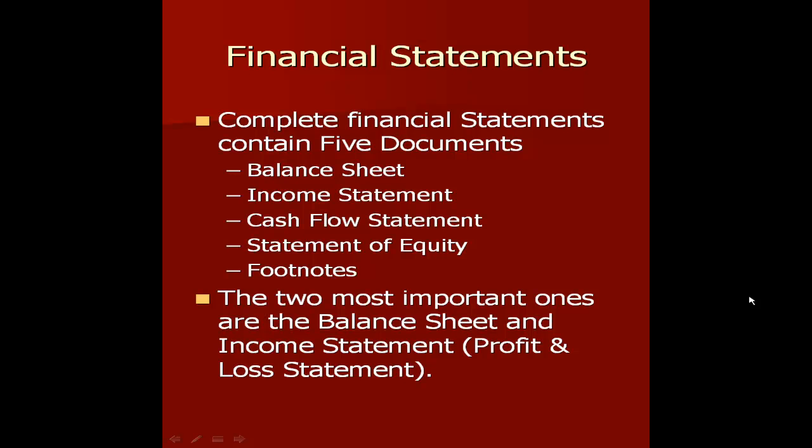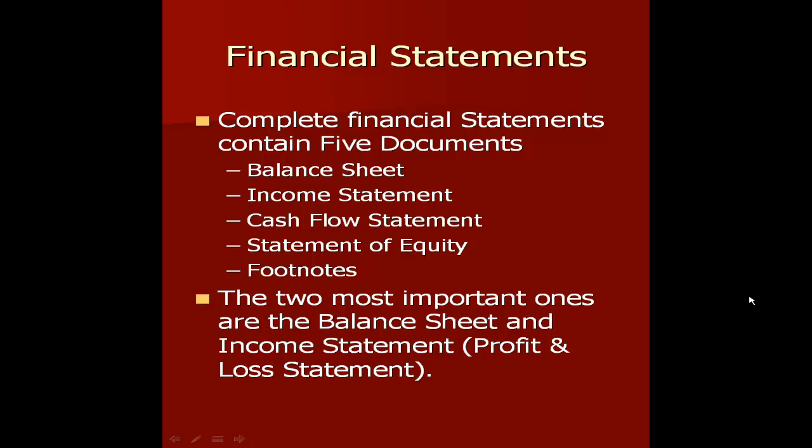The financial statements really involve five documents. A balance sheet, which is basically the assets minus liabilities giving your net. The income statement, which is your income subtracted from your cost of goods sold, giving you gross profit. And then you subtract your operating expenses, which gives you your net profit. That tells you how much income you're making.